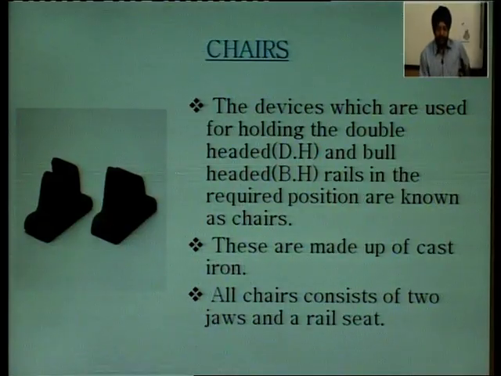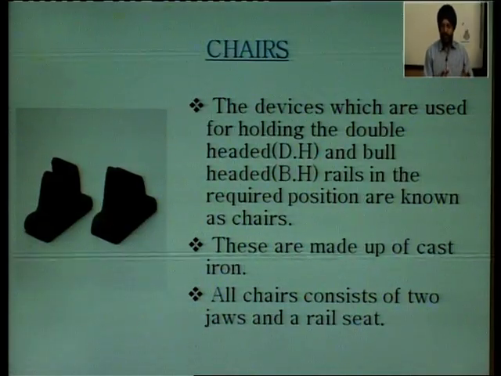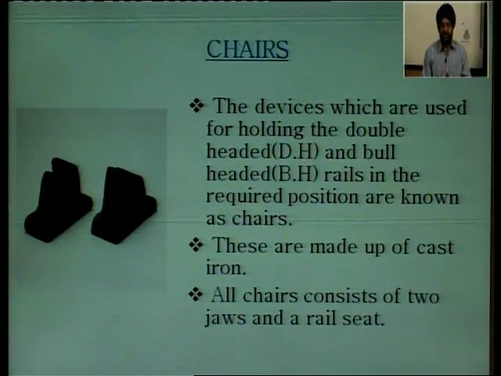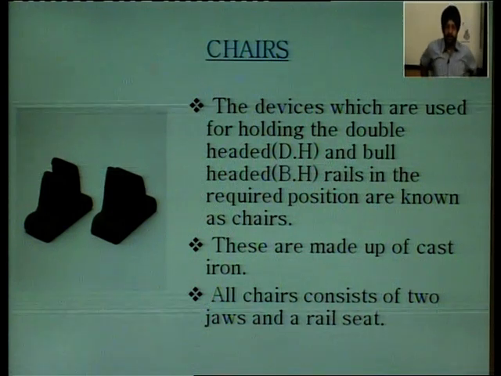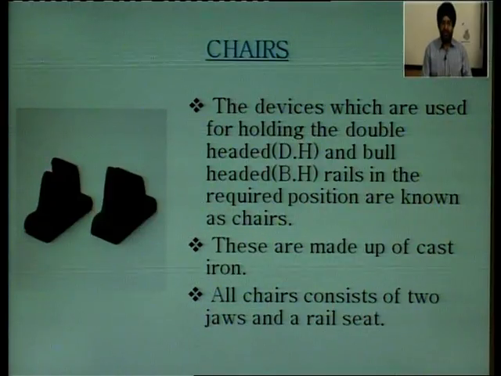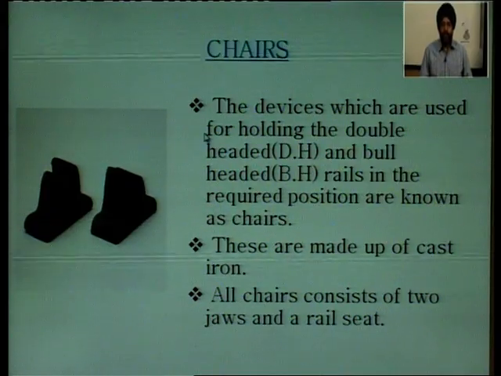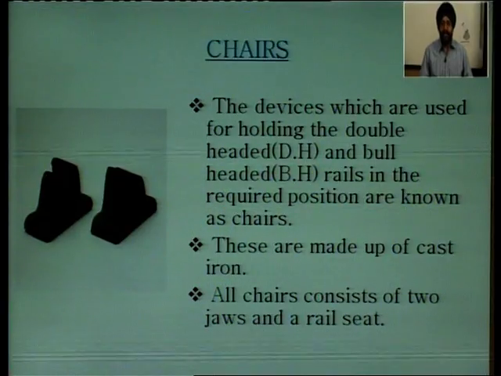So, till now we have discussed fish plates, the fixtures, then the second type of fixtures, the bearing plates. Now, just coming to the chairs part. Chair is a very common word in which we often sit, but here chair means something different. In the case of railways, this is a good diagram showing what exactly the chair is. This is a fixture which is used in the railway track. These are the devices which are used for holding the double-headed and bull-headed rails.